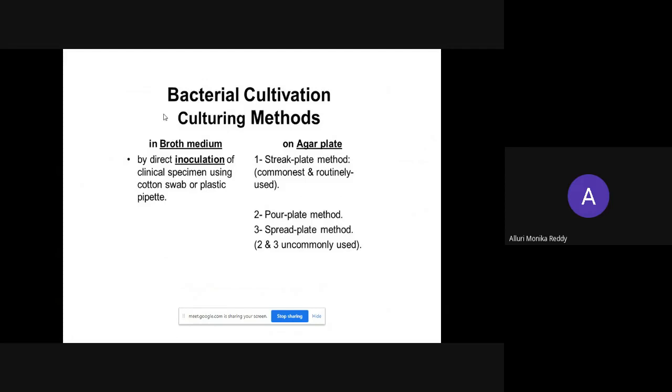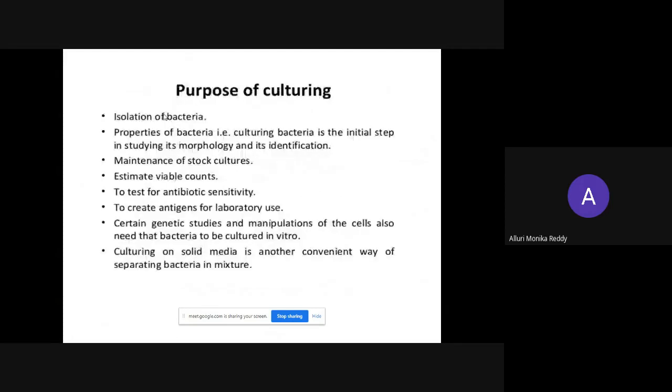And the purpose of culturing. What is the main purpose of culturing? Isolation of bacteria and knowing the properties of bacteria. Culturing is the initial step in studying morphology and identification, as I already told you, to observe its internal and external structure, its functions, and identification. For all these purposes, the bacteria is cultured.